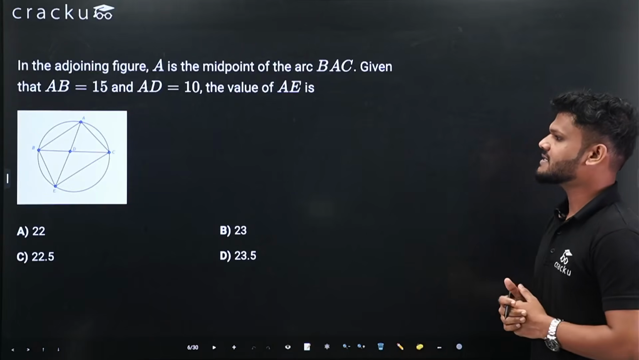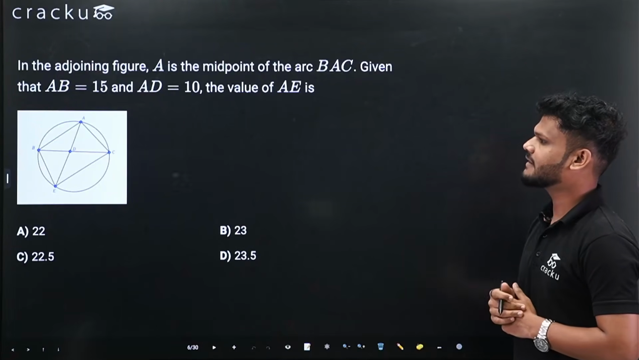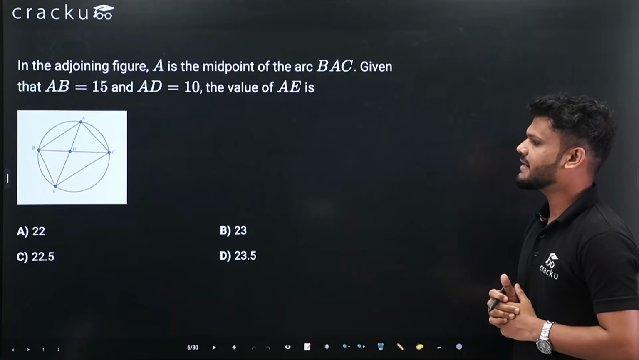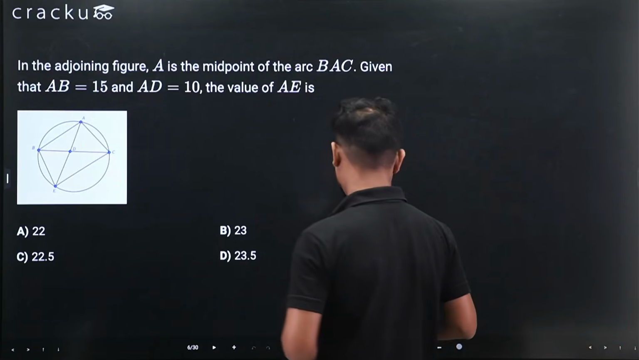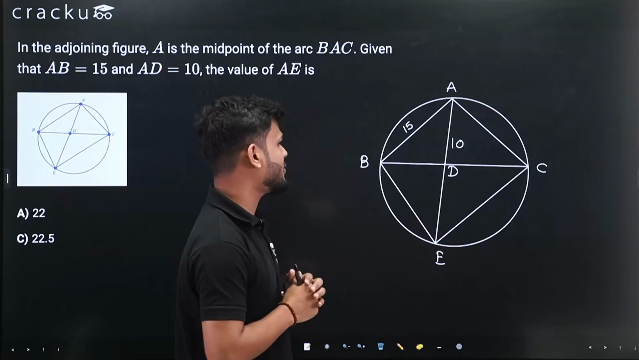In this question we are asked, in the adjoining figure, A is the midpoint of arc BAC. Given that AB equal to 15 and AD equal to 10, find the value of AE. So let us first draw the figure. This is the figure which we have been given.